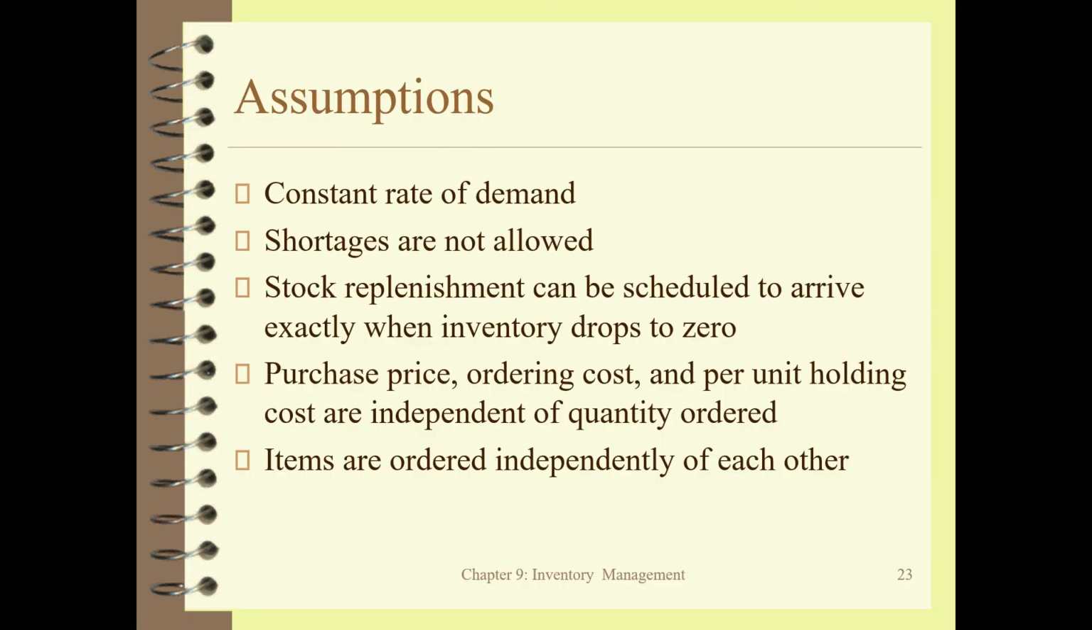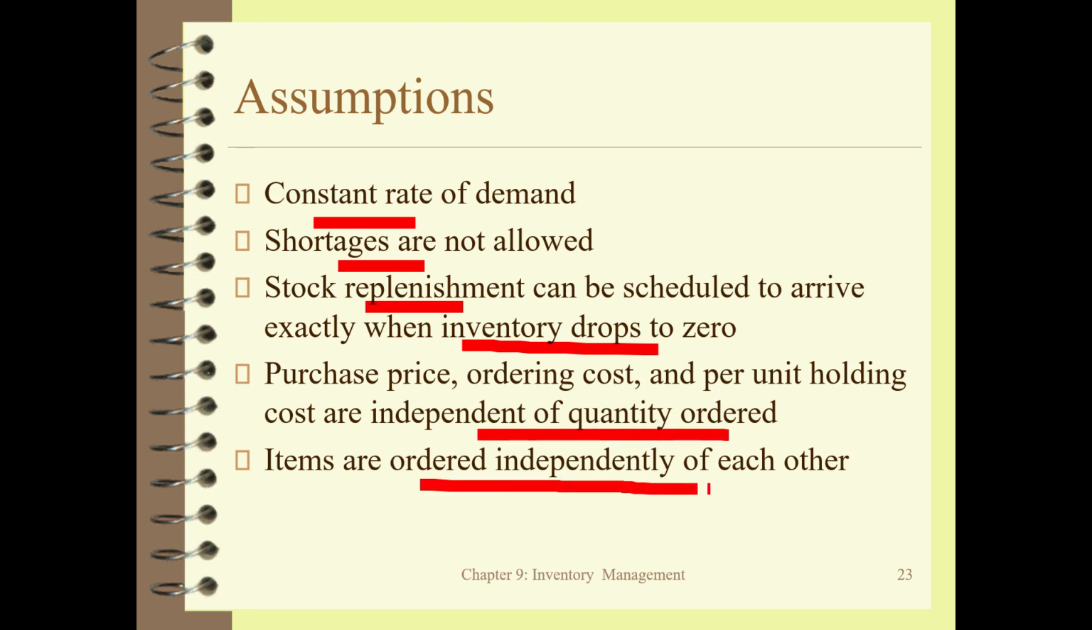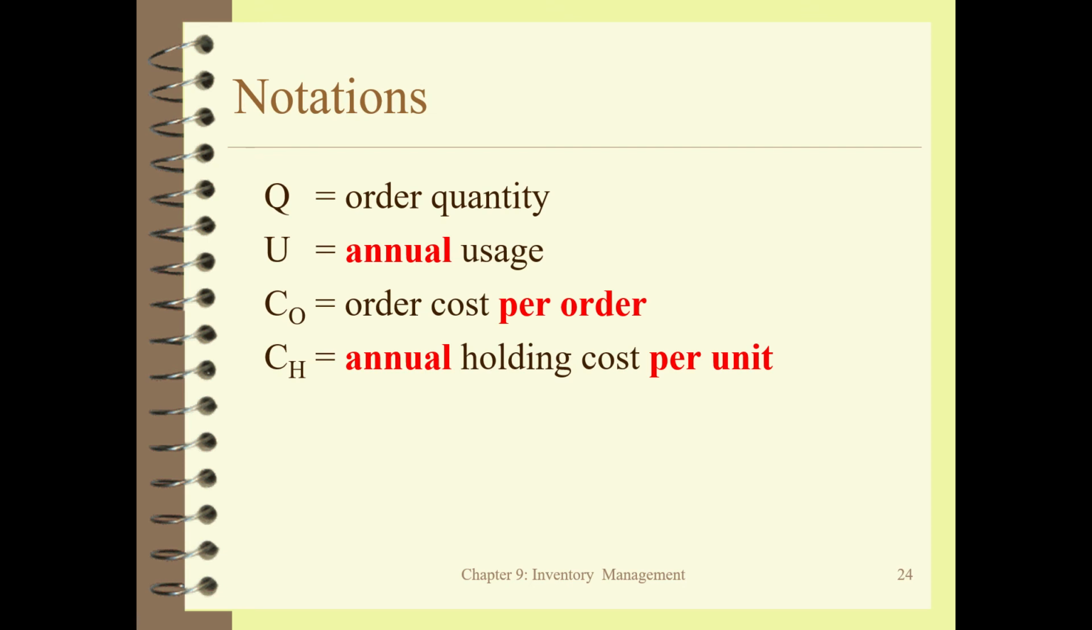Now we are going to discuss the EOQ, or the economic order quantity, that will give you the lowest cost of the order. The assumptions are a constant rate of demand, and shortages are not allowed. Stock replenishment can be scheduled to arrive exactly when the inventory drops to zero. Purchase price, ordering cost, and per unit holding cost are independent of the quantity ordered. Items are ordered independently of each other.